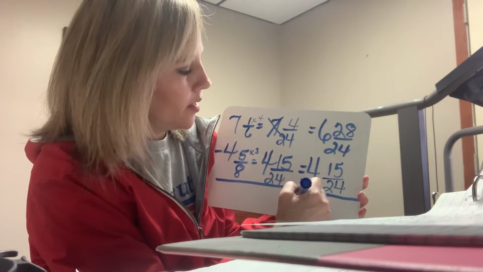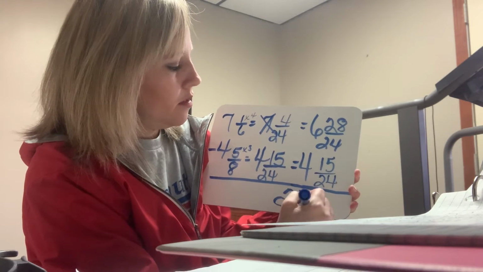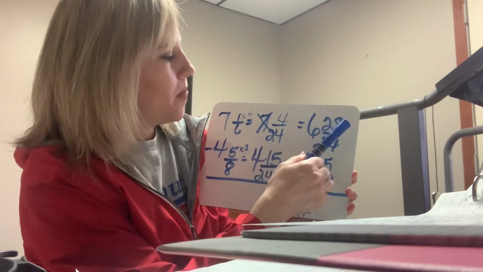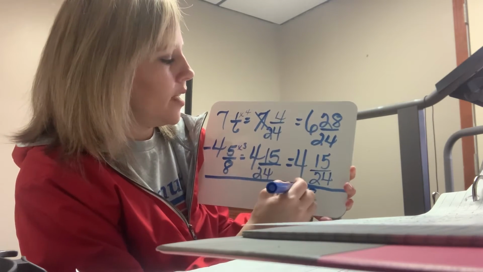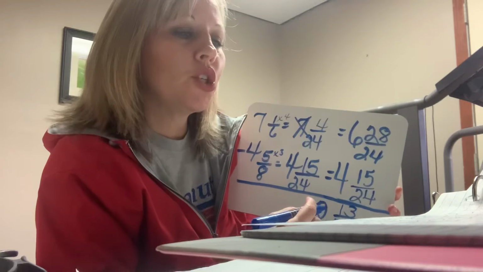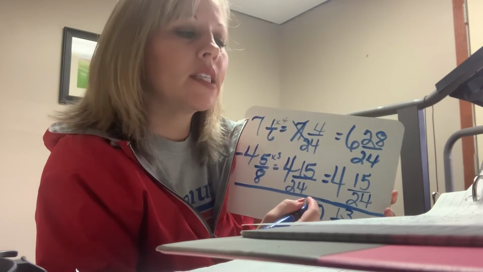6 minus 4 is 2 wholes. 24 stays the same. 8 minus 5 is 3. 2 minus 1 is 1. So 2 13/24ths bushels.